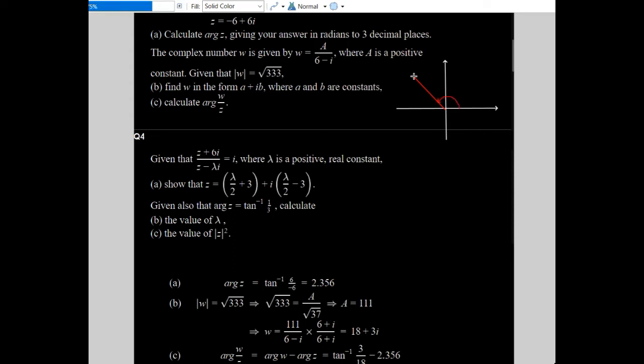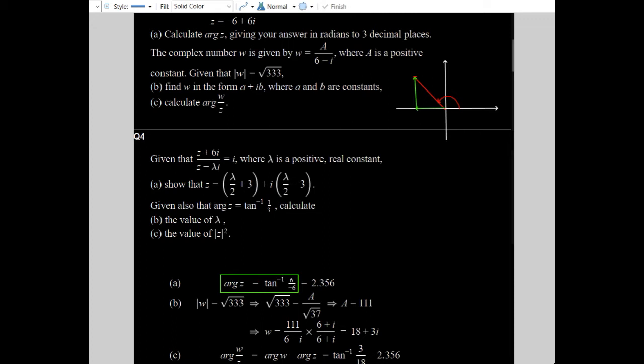To get that angle, we know that the opposite must be 6, and the adjacent must be 6, so we can use tan theta to do so. It's not too challenging to write out something that looks like that. So arg z is tan to the minus 1, 6 divided by minus 6. This does give you 2.356.